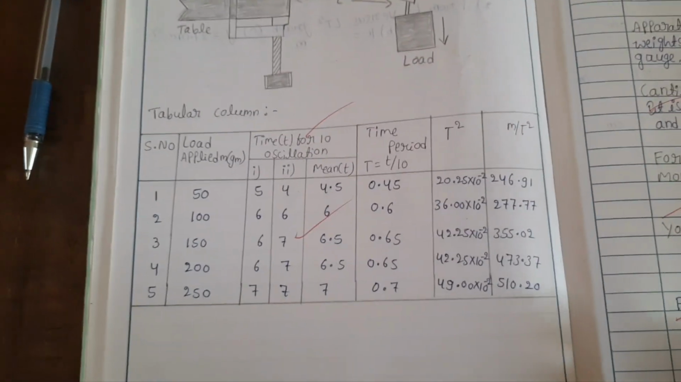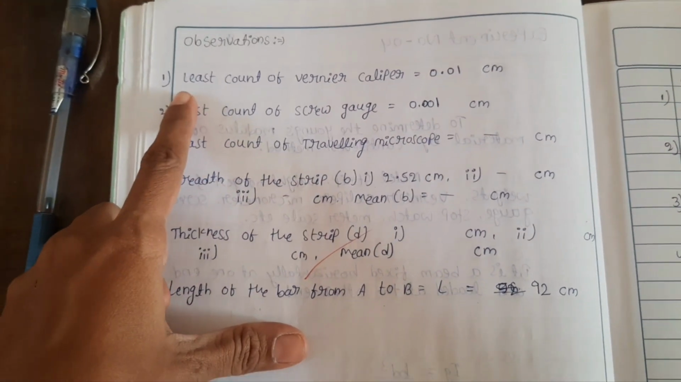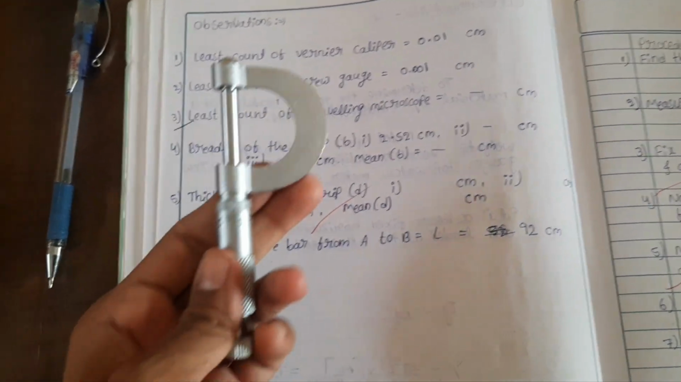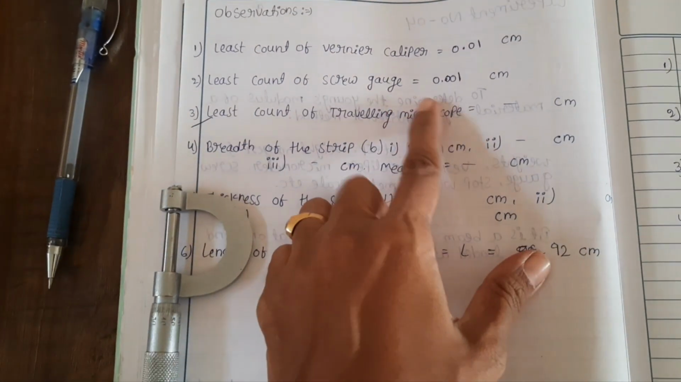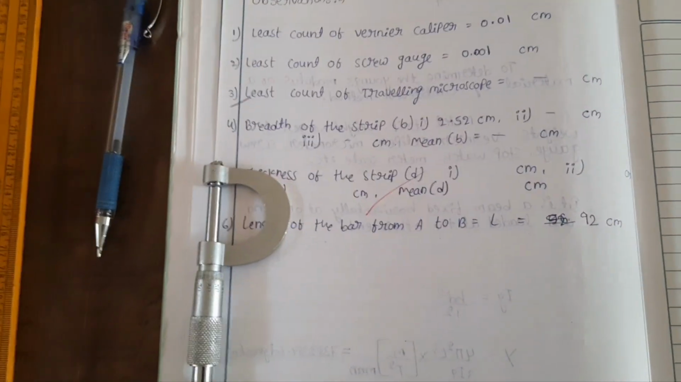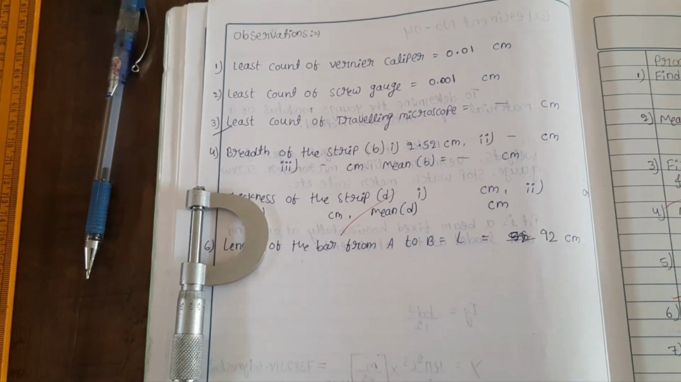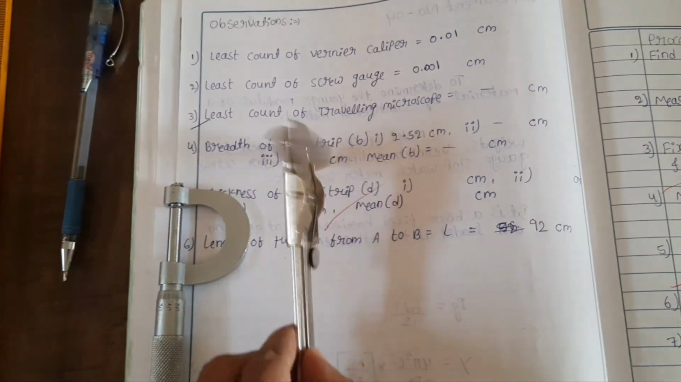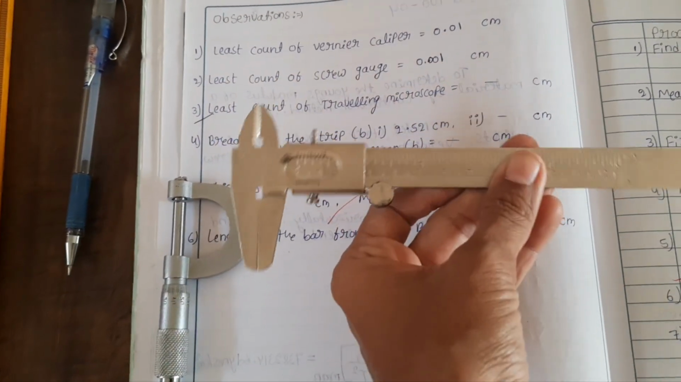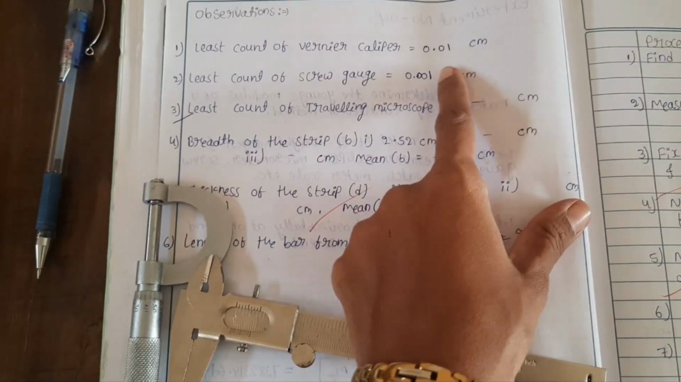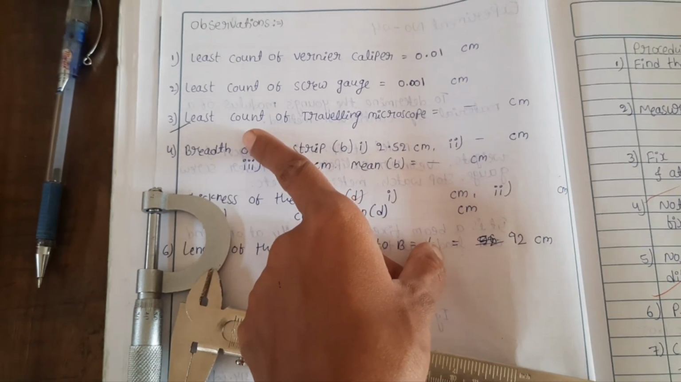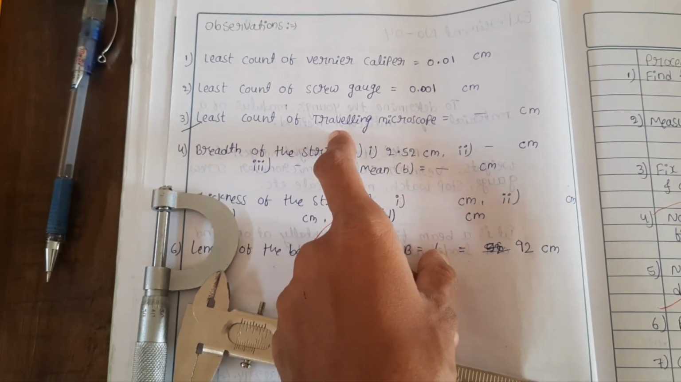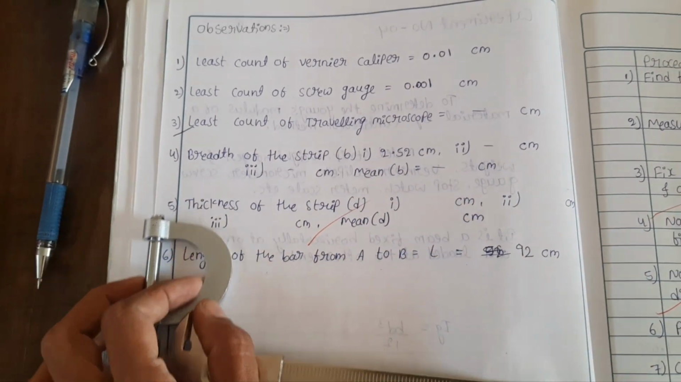So here is the tabular column. Before going to that, we should first write the observations here. You should write the least count of this screw gauge, that is 0.001, and then the least count of this vernier caliper, which is about 0.01 centimeter. We are not going to use the traveling microscope, it is not necessary.